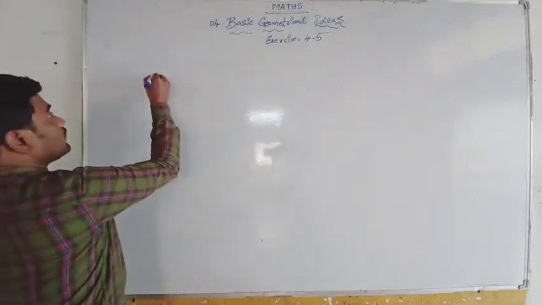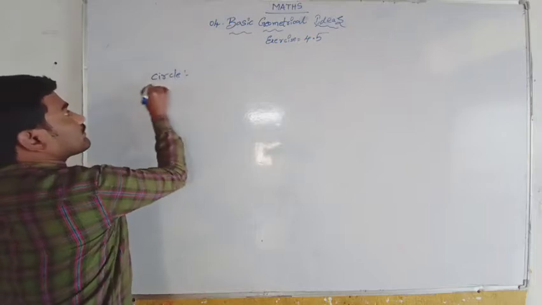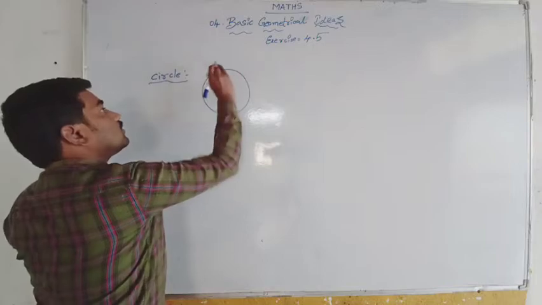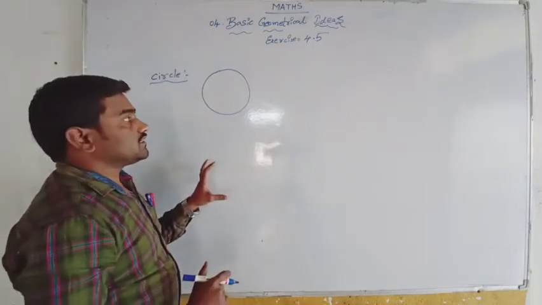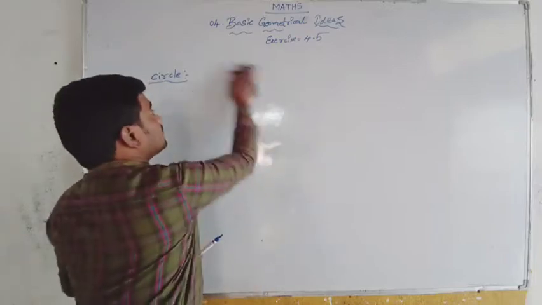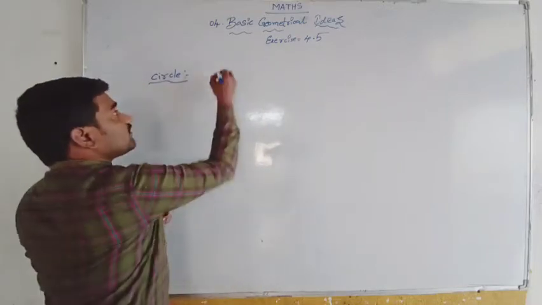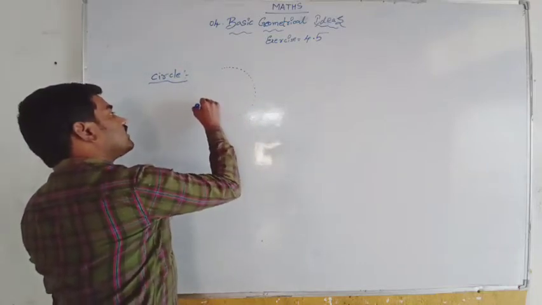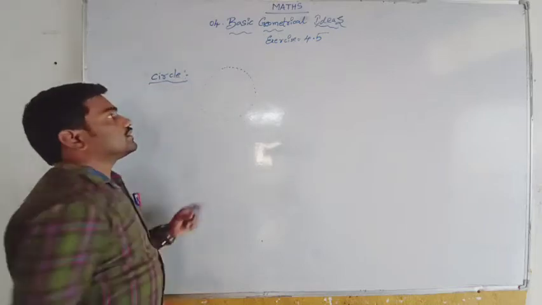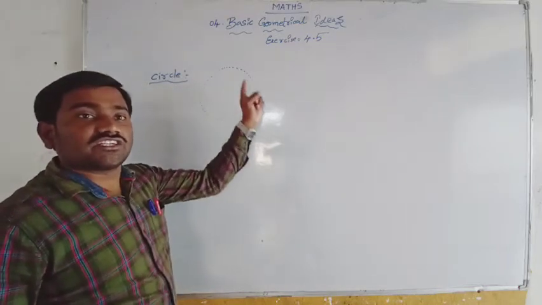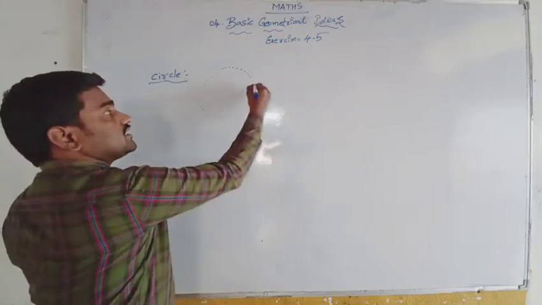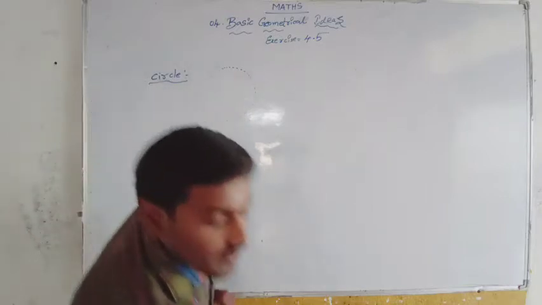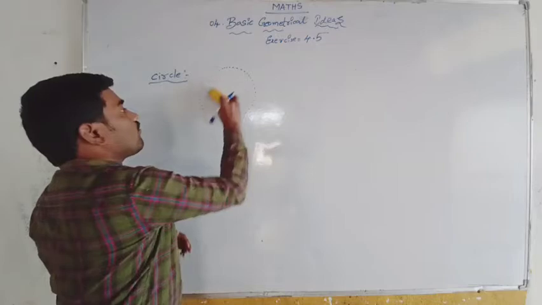The shape of the circle will be round. To define the circle, there is a definition: a set of infinite points, these are the infinite points. The set of infinite points at a fixed distance from a fixed point. So all the points are at a fixed distance from a fixed point.